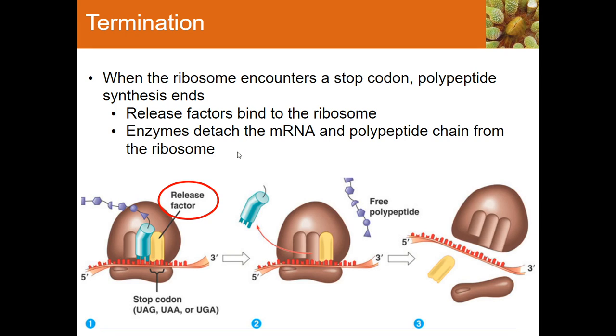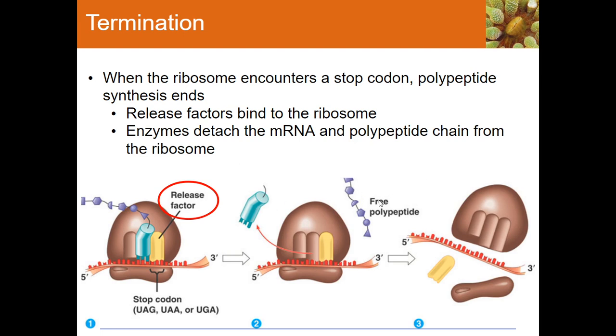When the ribosome encounters a stop codon, polypeptide synthesis ends. So the release factor binds to the ribosome. The enzymes detach the messenger RNA and polypeptide chain from the ribosome itself. So again, we get this polypeptide chain being made here, right? And as it slides down, the tRNA lines up in the E site and gets ejected, and it just continues on. And the next one comes in, and so forth. But then the release factor comes in here because it can't find a tRNA to match up with it, and it cuts it loose. So then the tRNA is ejected.